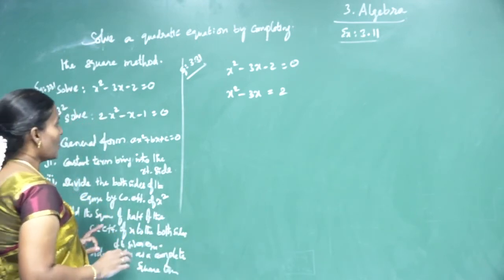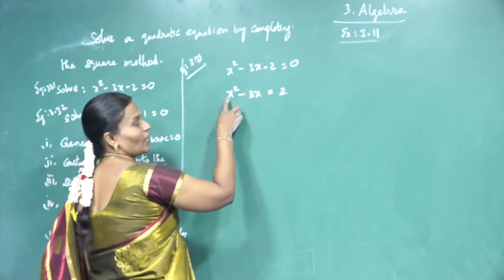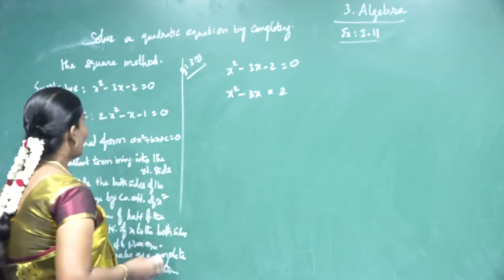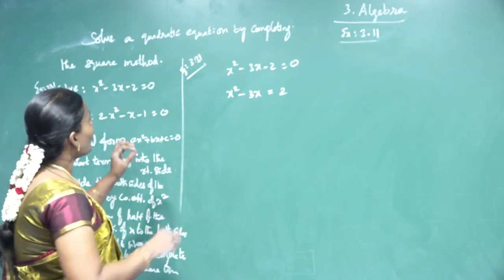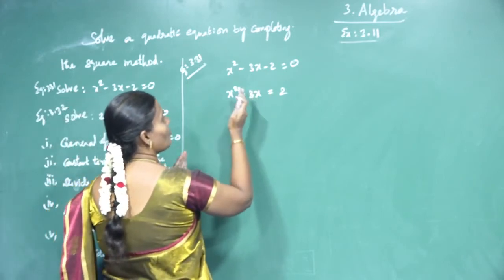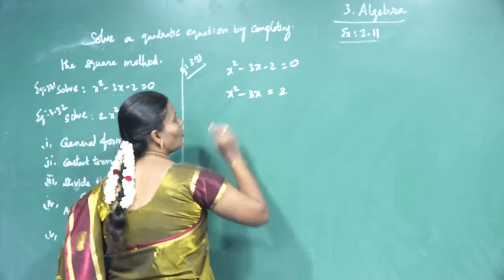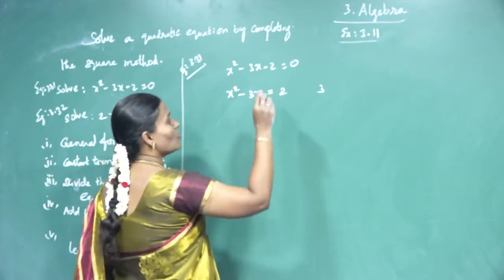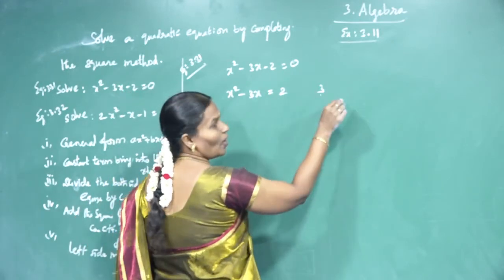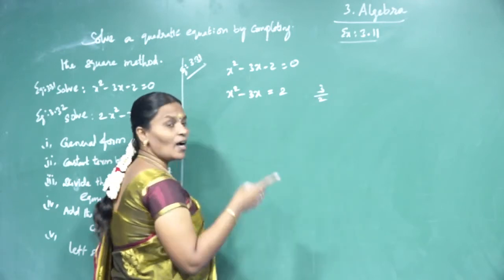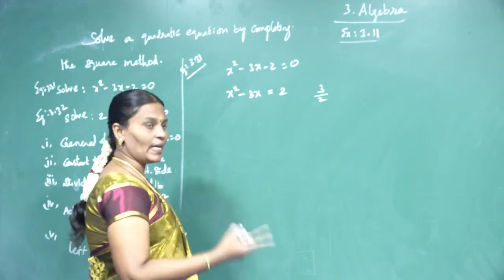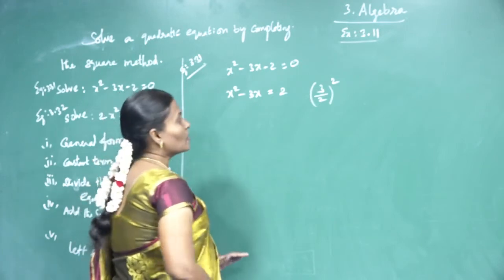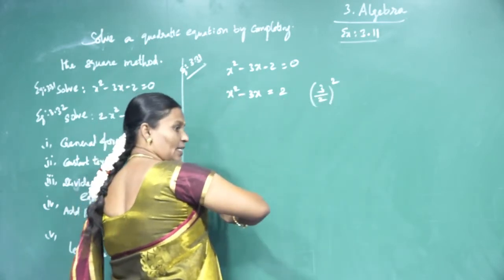What is the third step? See here, is there any coefficient of x square? It is 1 only, so no need to divide on both sides. Just leave it. Now what is the fourth step? Add the square of half of the coefficient of x to both sides. Here the coefficient of x is 3. Half of that, 1 by 2 of 3, is 3 by 2. This is half of the coefficient of x. This you have to square, so 3 by 2 the whole square. You have to add this on the left side and right side.